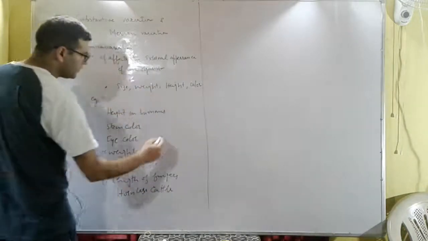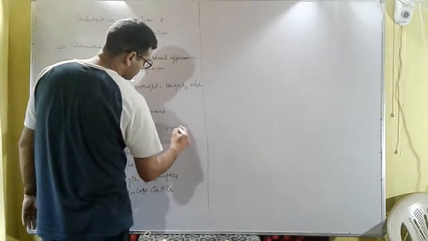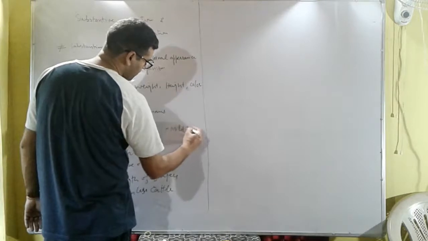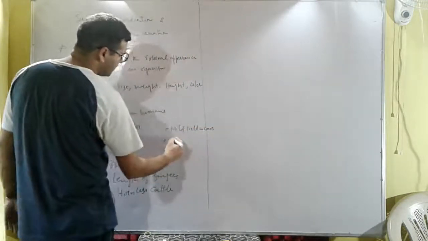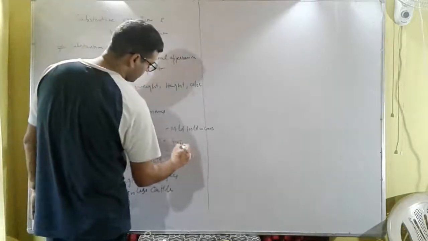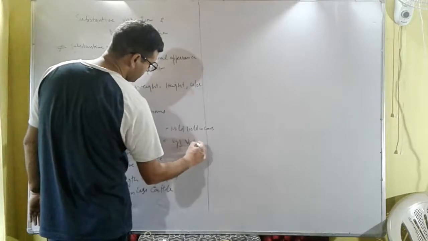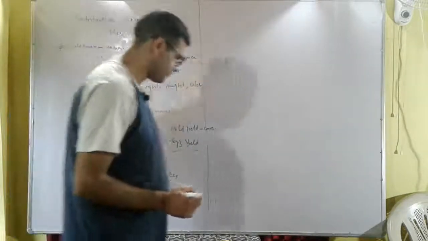Milk yield in cows, egg yield. These are examples of substantive variation.